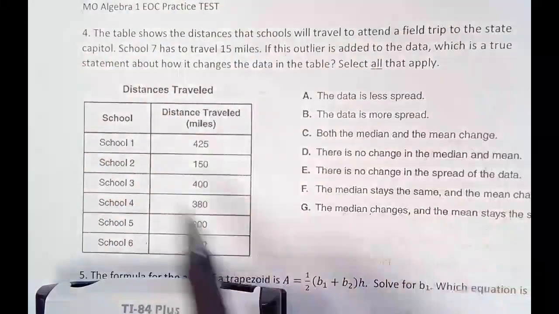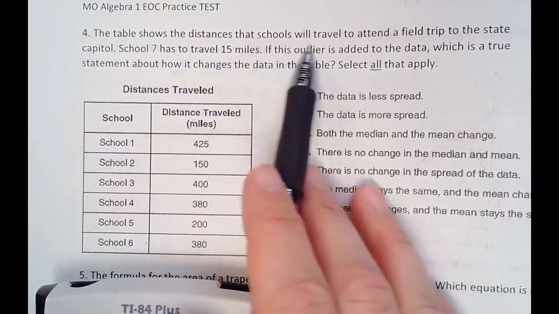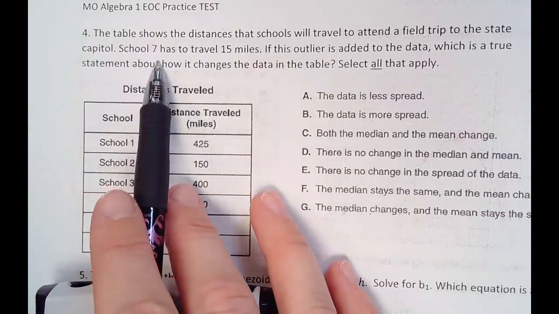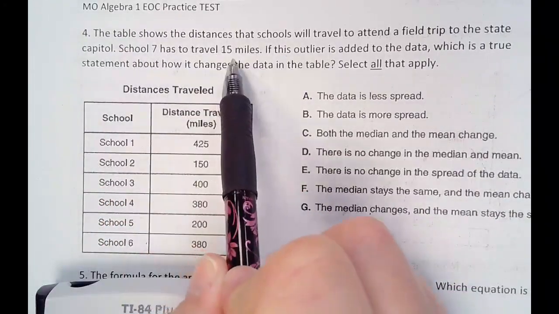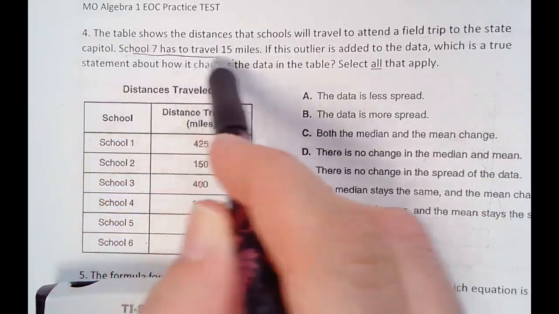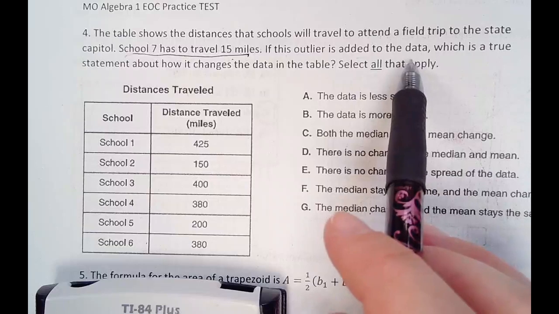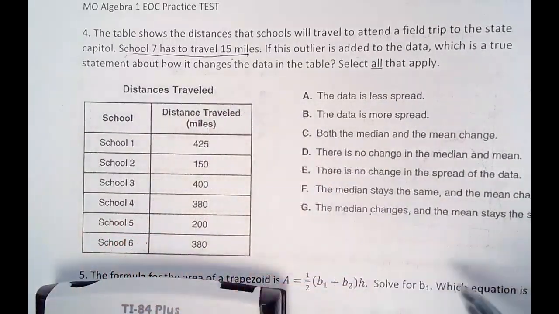Okay, page 2. Number 4. The table shows the distances that schools will travel to attend a field trip to the state capital. School 7 has to travel 15 miles. It's probably important. If this outlier is added to the data, which is a true statement about how it changes the data in the table?